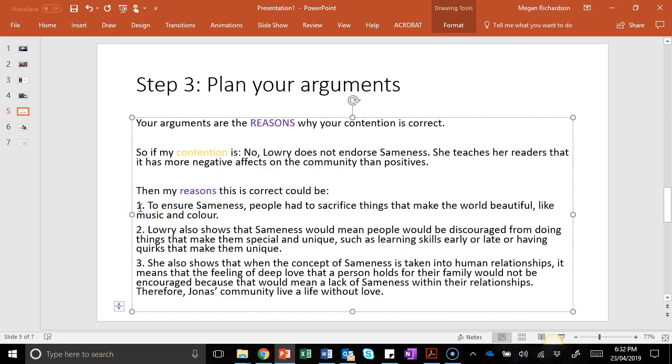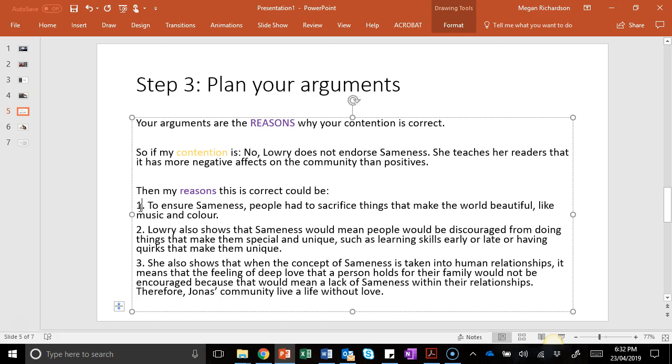So what we try and do with essays is have 3 arguments for a contention. So 3 reasons why you're right, because if you can give 1 reason, it's not super convincing. If you can give 2 reasons, then you're more convincing. If you can give 3 reasons, then you're pretty convincing.